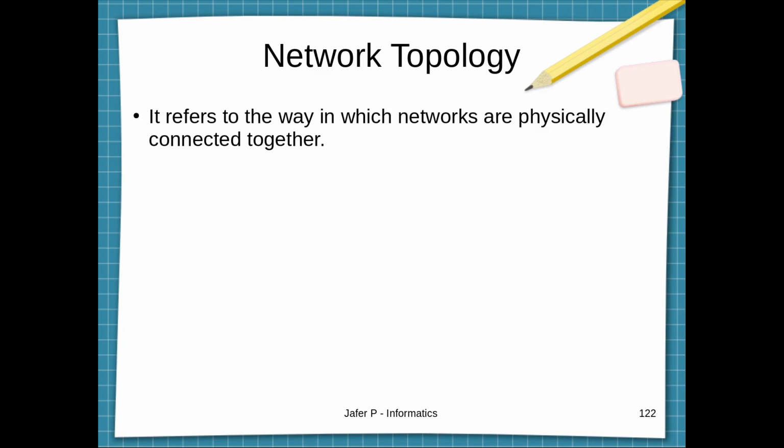When you are going to connect different systems based on different types of networks, we can physically connect them together, and there are some ways in which you can connect the systems. So it refers to the topology, network topology: the way in which the networks of systems are physically connected together.